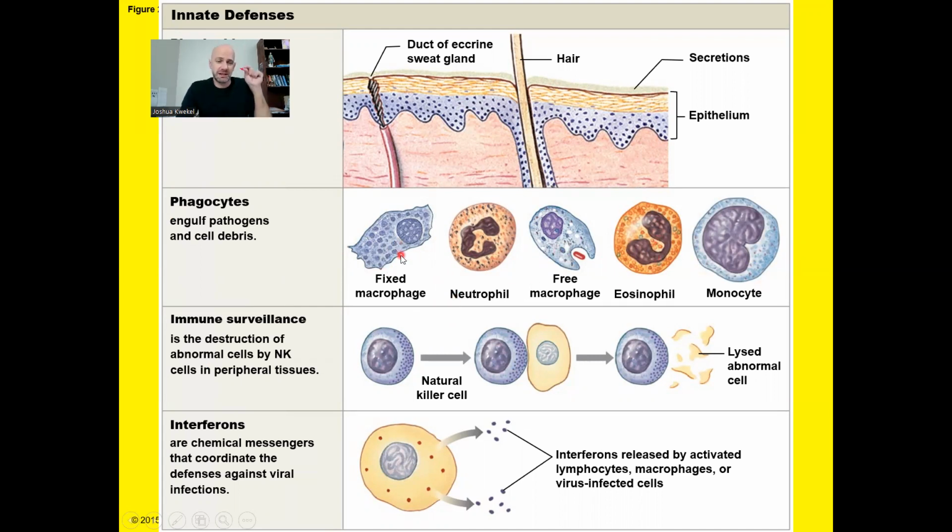Fixed versus free. Fixed just means it's a resident macrophage. It's usually in the tissue where it's found and it just stays there, okay? It doesn't move. The free macrophage means it can move in and out of the bloodstream, okay, or in and out of the lymphatic system. Neutrophils are, of course, the most abundant white blood cell, and it performs phagocytosis and is a first responder to bacterial infection.